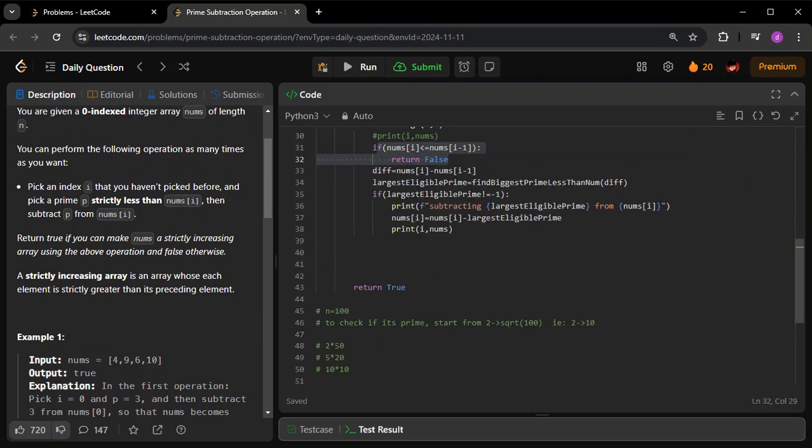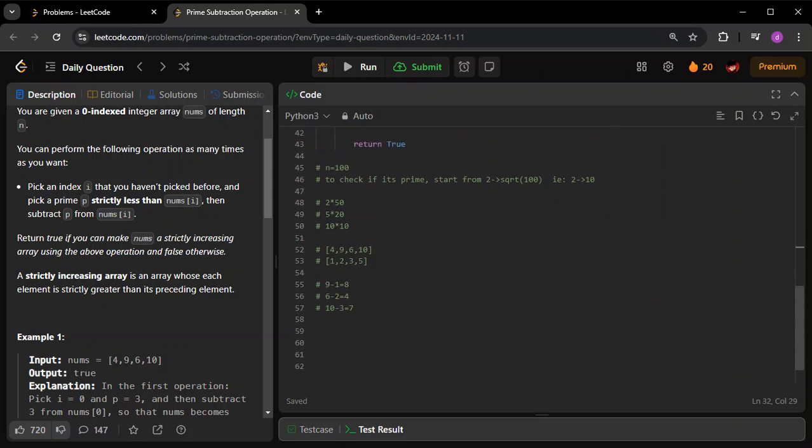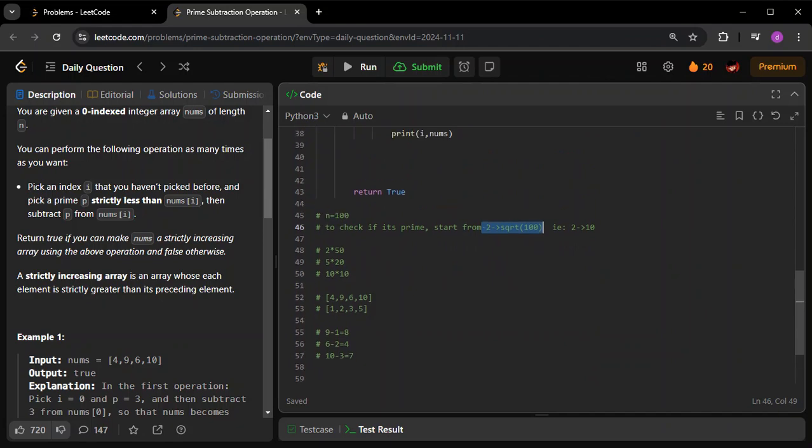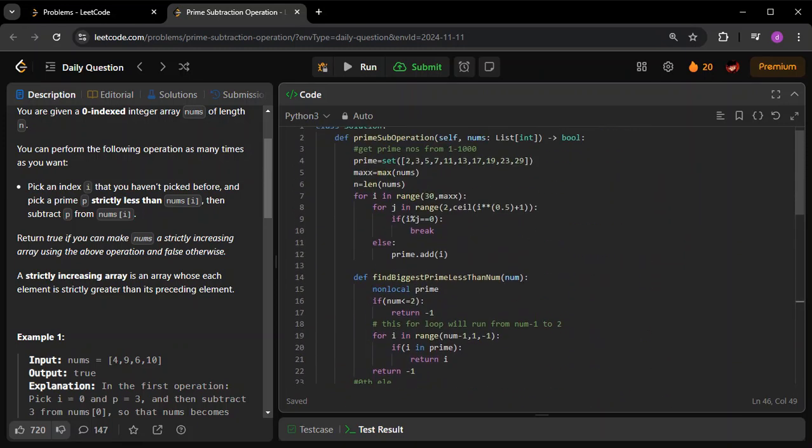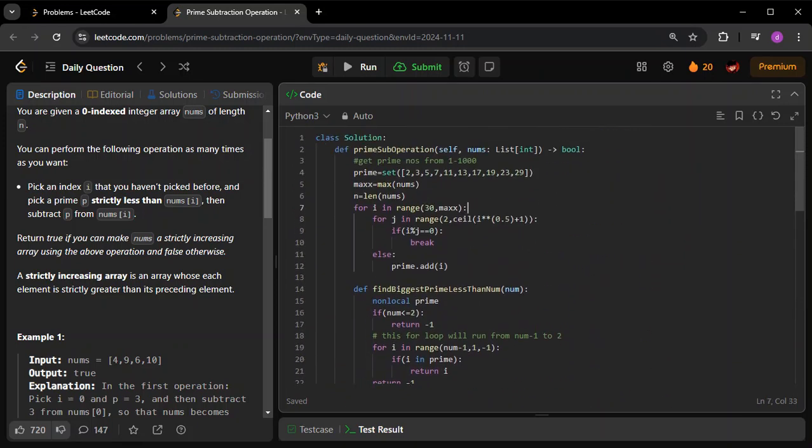Okay, this is the solution. So here, one optimal thing that we did is we are going from 2 till the square root of the number. This ensures that we are calculating the prime numbers with minimal computing power. That is the first thing. And one more thing is we cached some of the prime numbers, so that if we get an input which has smaller numbers, we don't have to calculate the prime numbers again.